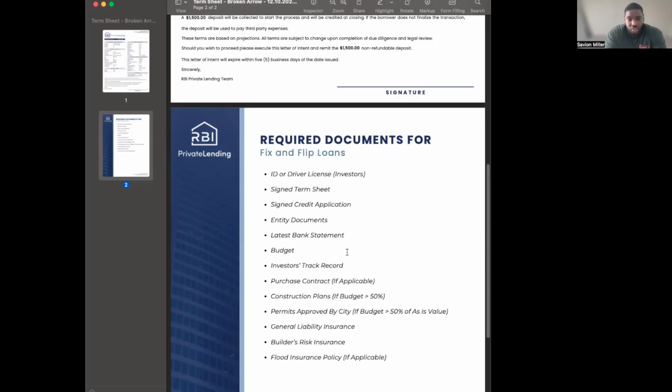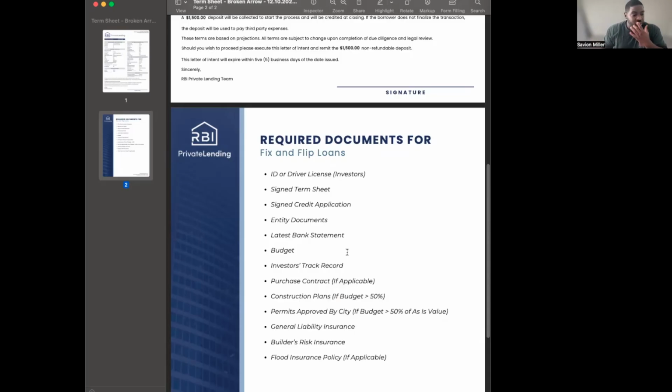This is going to show the properties that they have flipped or they built over the last 3 years. And it needs to match the LLC that they're getting the loan with. If they've done some deals through different LLCs, like if it's ABC 123 LLC for one property, but they own that LLC, they'll need to send the docs in for that. Some people use different LLCs for every property, some don't.